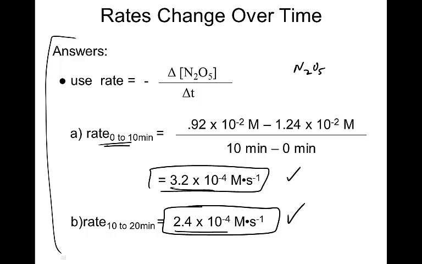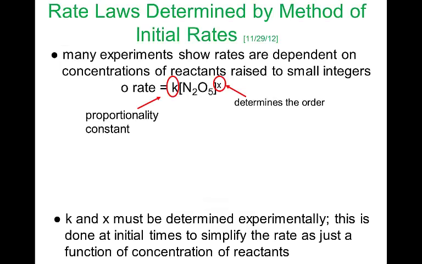So there's a method called the method of initial rates, and what you do is you vary the concentration of N2O5, and you record how fast the rate of disappearance of the reactants is, and you vary it with concentration. So what it does is it allows you to determine something called K and something called these exponents that each concentration gets raised to the power of.